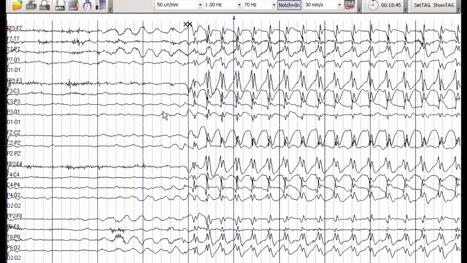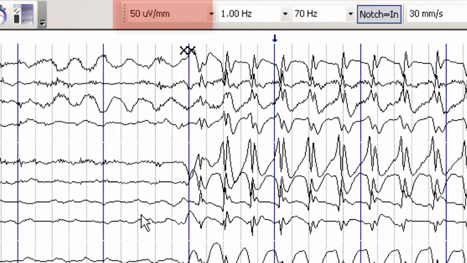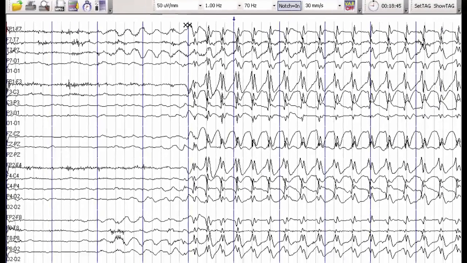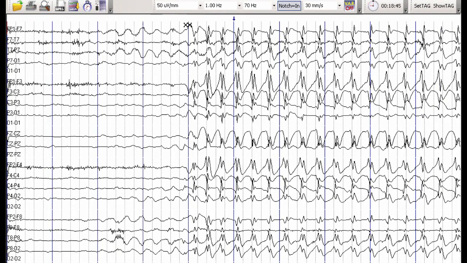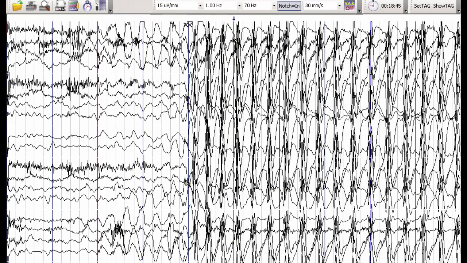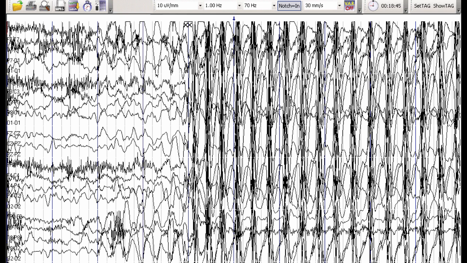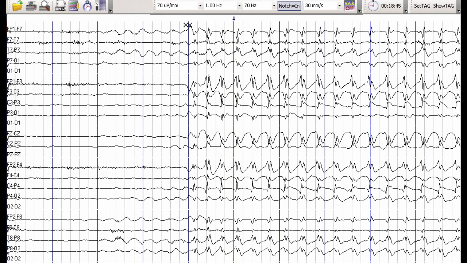This is an example of a very different type of epileptiform abnormality. Note that the sensitivity on this study has been decreased dramatically to 50 microvolts per millimeter. For the sake of perspective, I will increase the sensitivity up to the usual 7 or 10 microvolts per millimeter. And you can see how high voltage these abnormalities are. Decreasing the sensitivity back down allows us to look more carefully at these discharges.